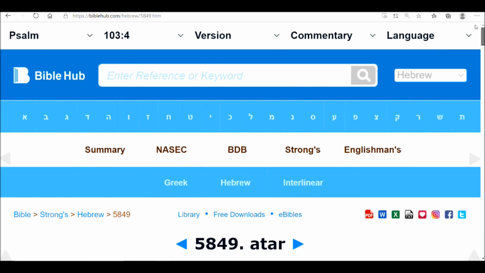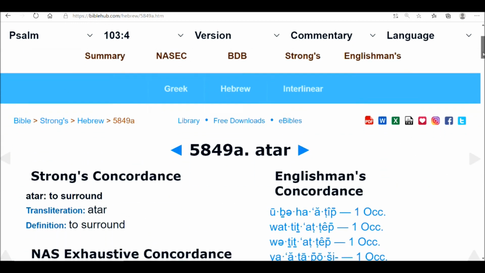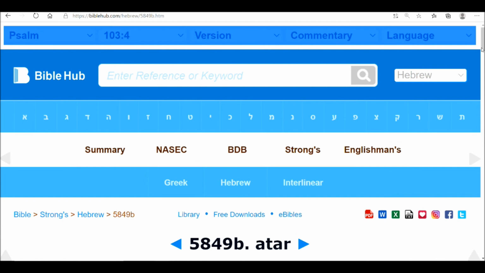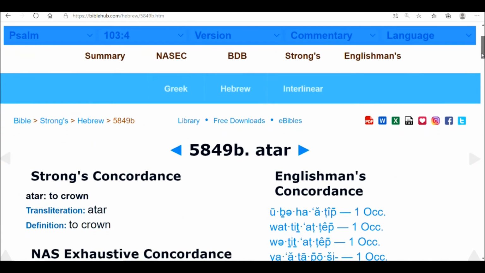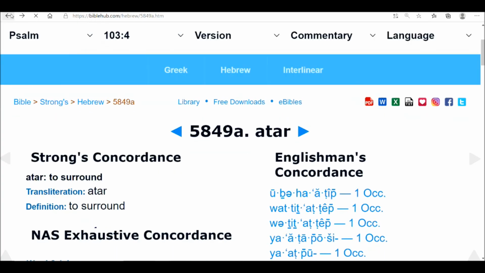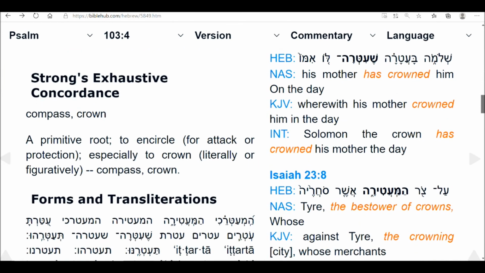Right. So A and B. A: to surround. And B: to crown. So you're completely surrounded. And again, for protection, to encircle.